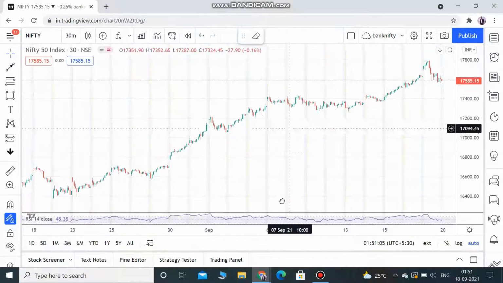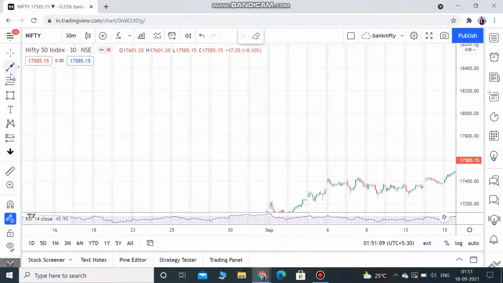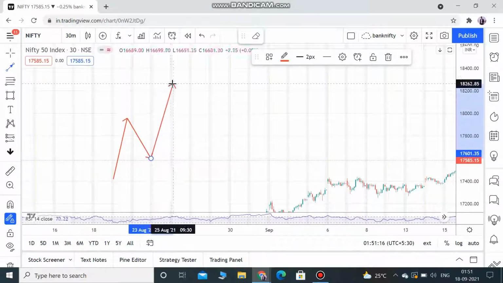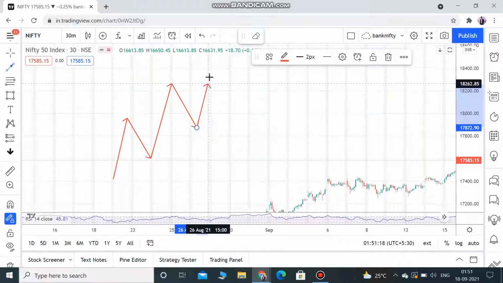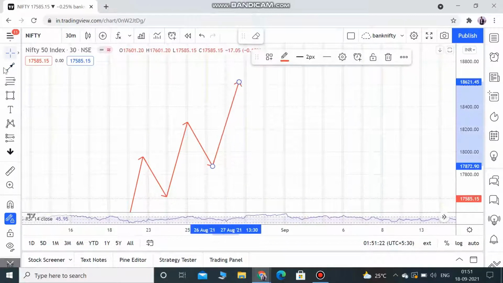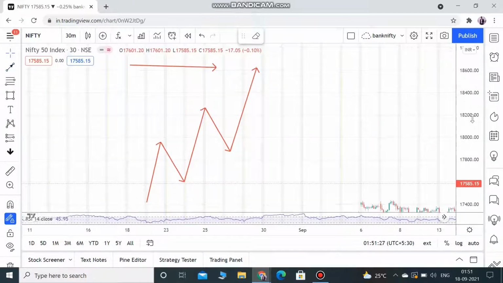So basically, how do you usually mark the resistance? If it's a lower high, lower low, lower high, lower low, and lower high. But the unknown resistance is this. How do you mark that?